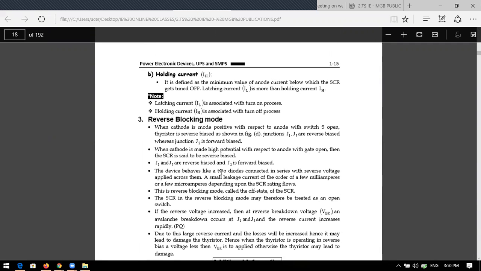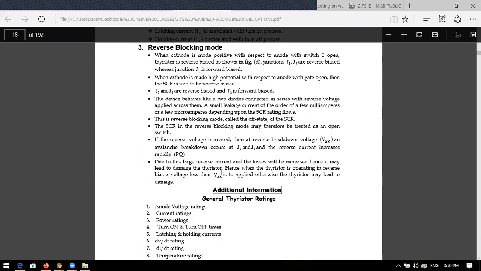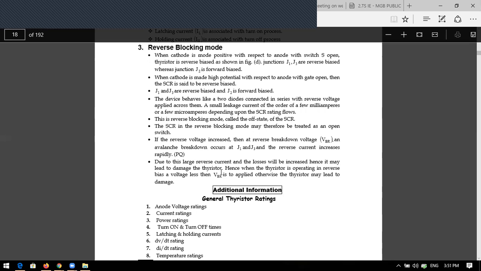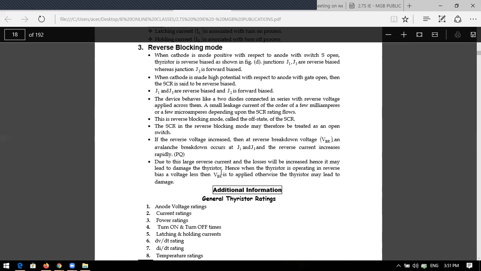Next we have reverse blocking mode. Whenever the cathode is at higher potential compared to the anode, what will happen? It goes into reverse bias. In reverse bias, J1 and J3 are reverse biased and J2 is forward biased. Is it clear? When the cathode is made higher potential with respect to the anode and the gate is open, you can call this the reverse bias mode.